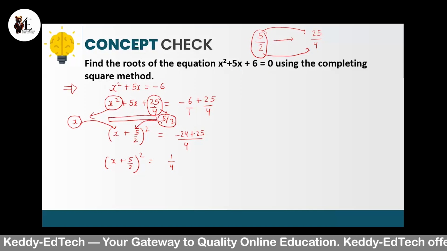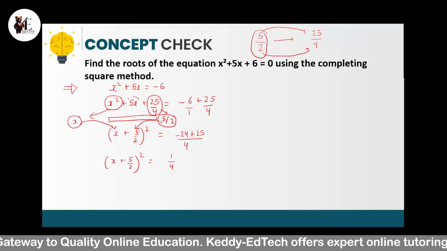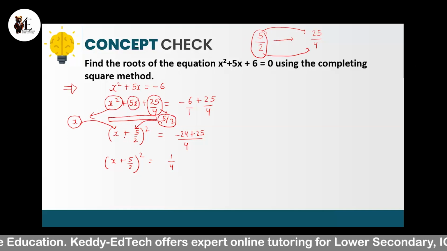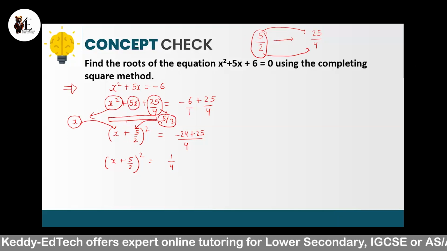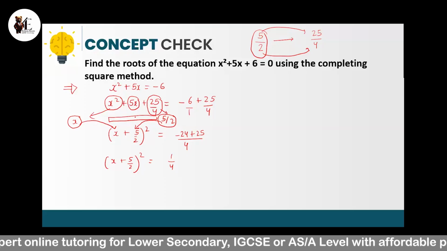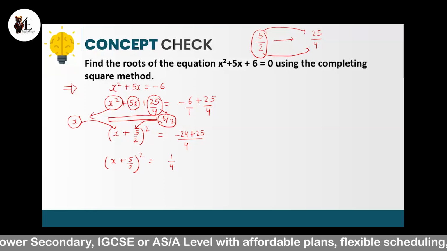If all the terms are positive, then you have to take the positive sign. If the term in which only x is present is negative, then we have to take the negative sign. Or if there is any negative term present, then you have to take the negative sign. And if all the terms are positive, then you have to take the positive sign here.